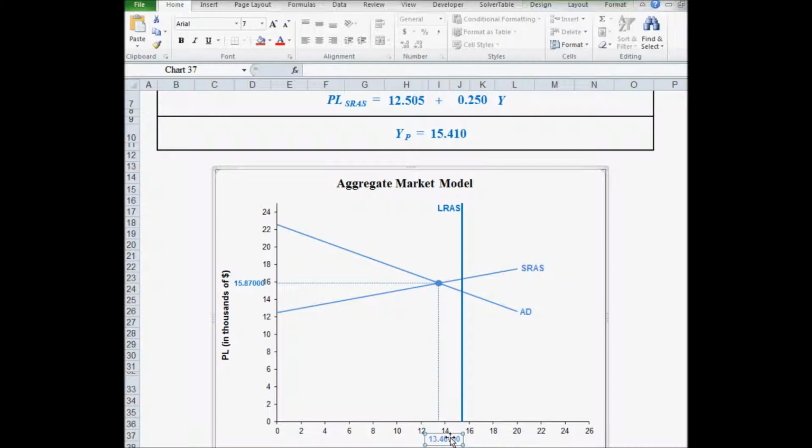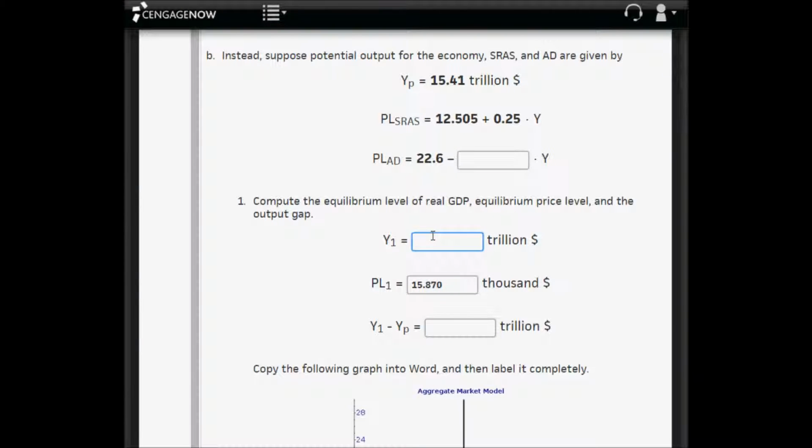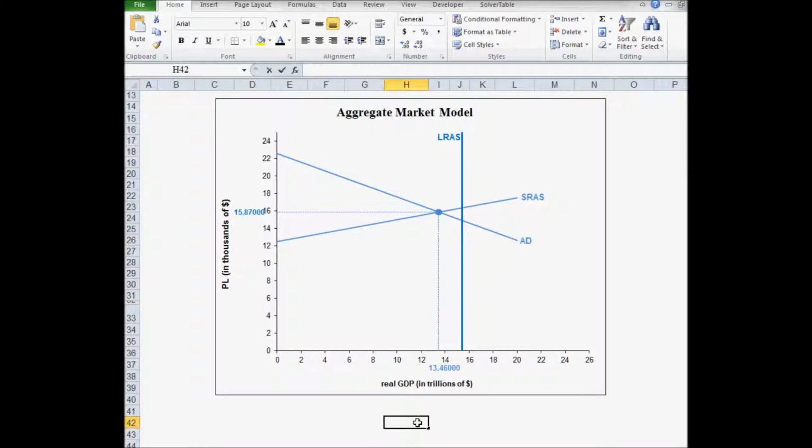Real GDP is 13.460. The output gap is the difference between what GDP is and potential. Potential GDP is $15.41 trillion. I'm going to copy this into Excel to compute the number. So the output gap, the difference between real GDP, 13.46, and potential, is negative 1.95.